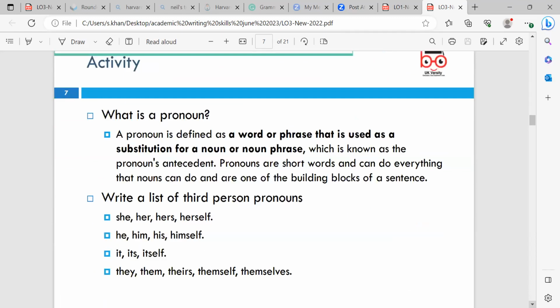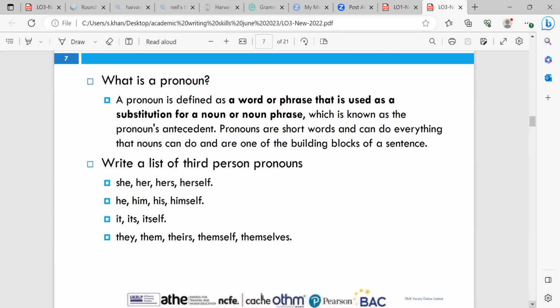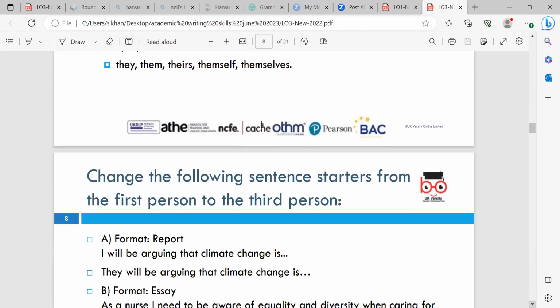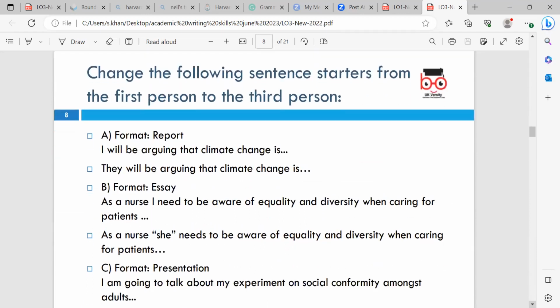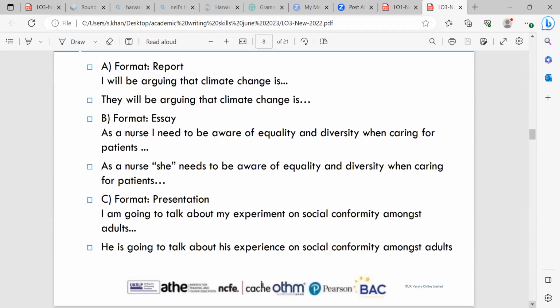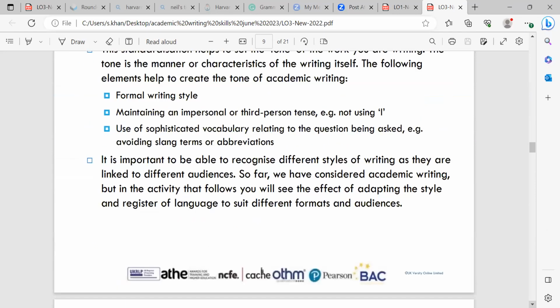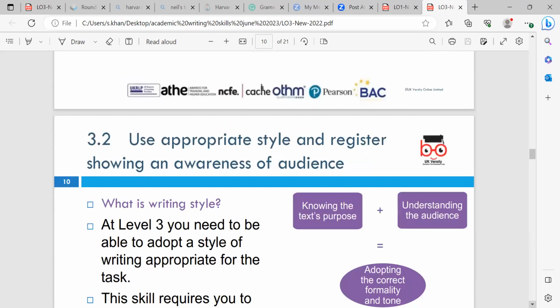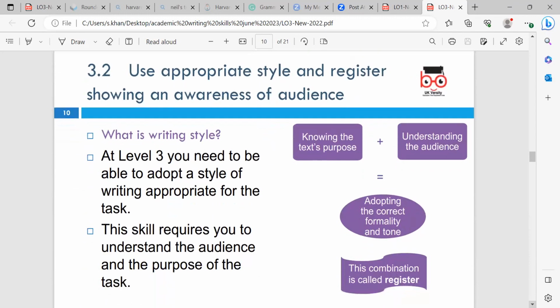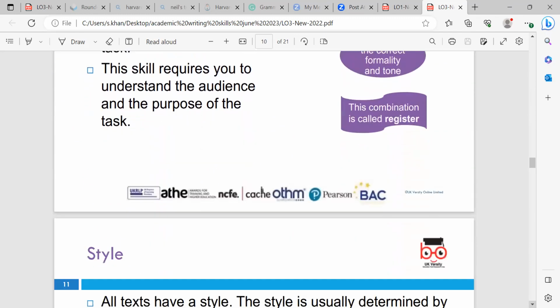We looked at an activity in regards to what a pronoun is, and then why not to talk in first person, and write a list of third person words. And the different types of reports: formal, format, assessment, report, and presentation. We looked at the standardization element, and then we looked at appropriate style and register, awareness of audience.